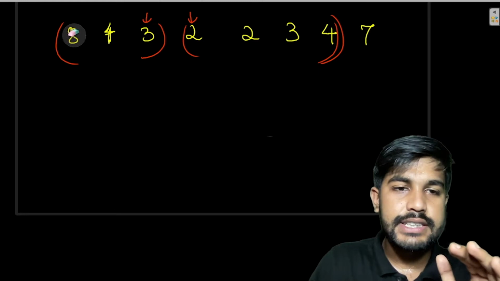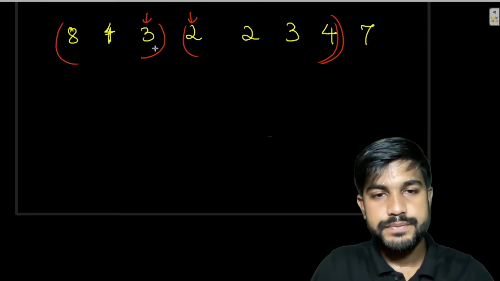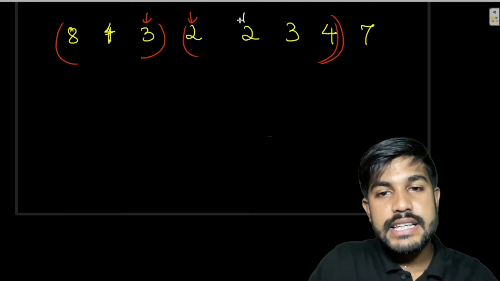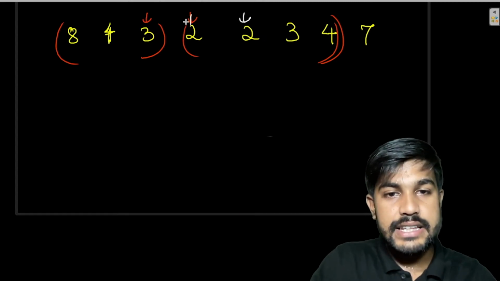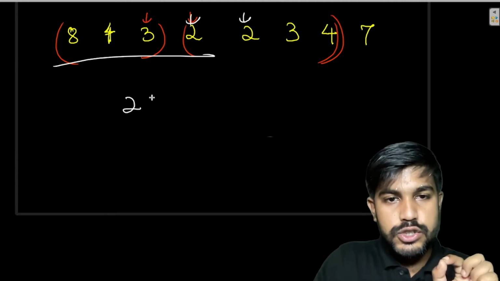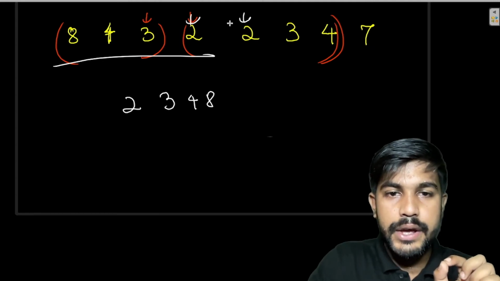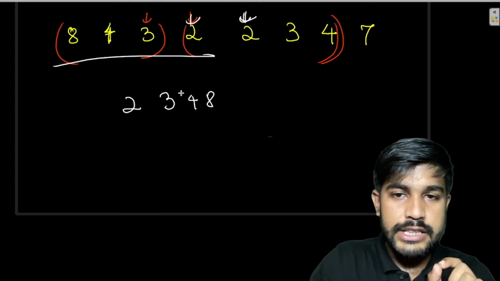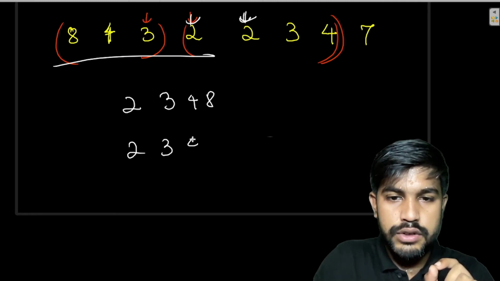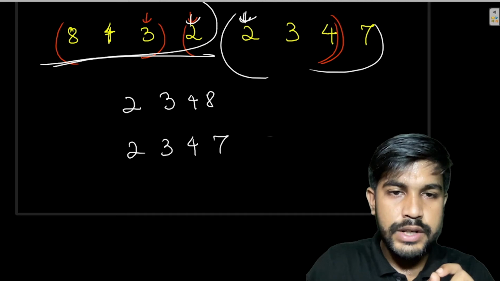So now we have exited from that point. Next, we would compare the next values, that is this and this. We would have this whole part reversed, that is 2, 3, 4, and 8. And here we would have this one, that is 2, 3, 4, and 7, and this one is reversed.